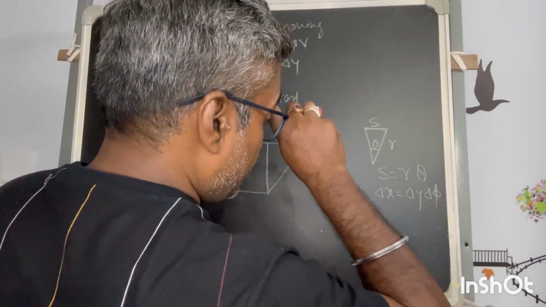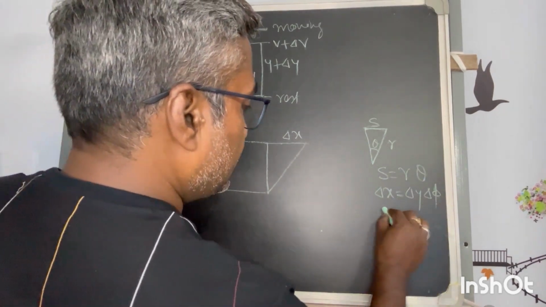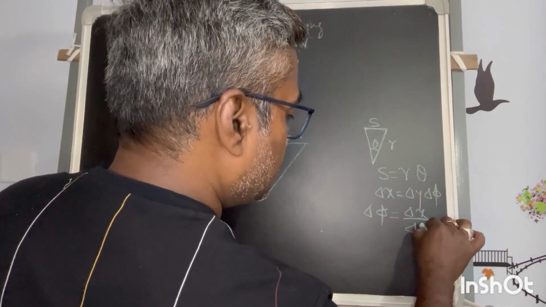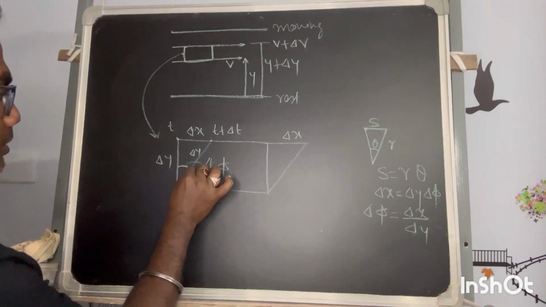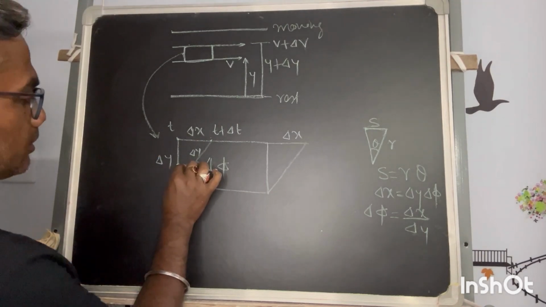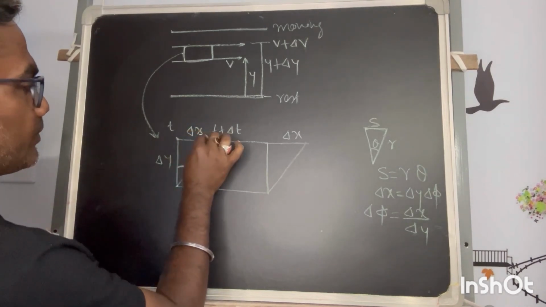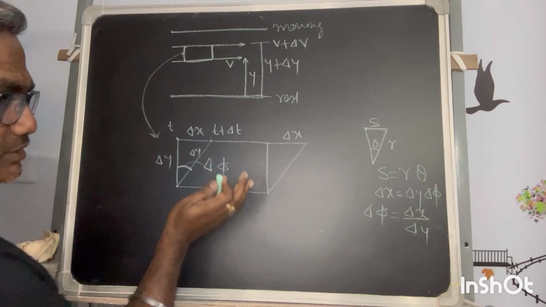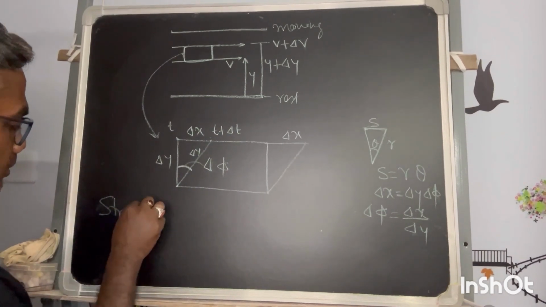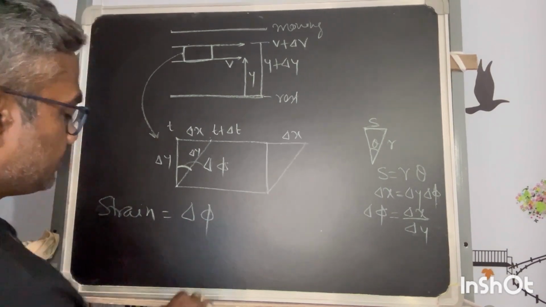So delta phi is equal to delta x over delta y. Why are we talking about delta phi? This is the deflection of angle. Any deflection in angle will affect the surface. So if I talk about the strain, it is nothing but your delta phi, the angular strain.